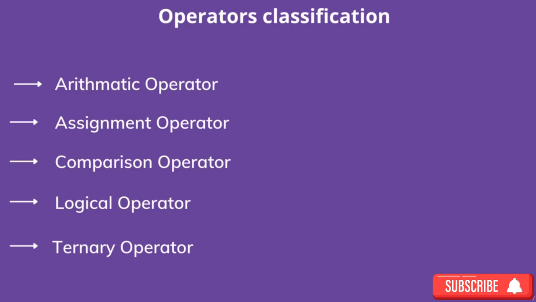But functionally, we can classify them into these categories, such as the assignment operator. We have already seen the assignment operator, that is the equals to symbol, where we assign a value to a particular variable, like a is equal to 2. So this equals to operator will assign the value 2 to the variable a. Apart from that, we have the arithmetic operator, comparison operator, logical operator, and again the ternary operator. So let's have a look at these operators individually.